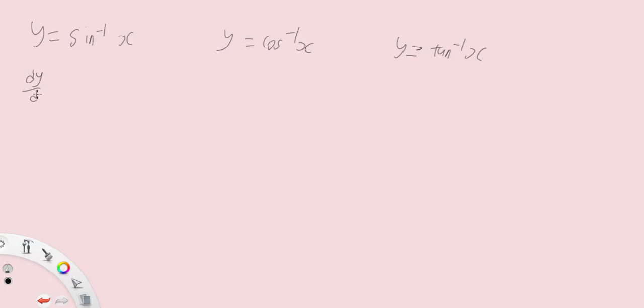So dy/dx of sine inverse x is 1 over root 1 minus x squared. And similar to the sine inverse, for cosine inverse, it is just adding a negative sign outside. Alright. And for the tangent inverse, slightly different. So like tangent, think about it as square. It's 1 over 1 plus x squared.